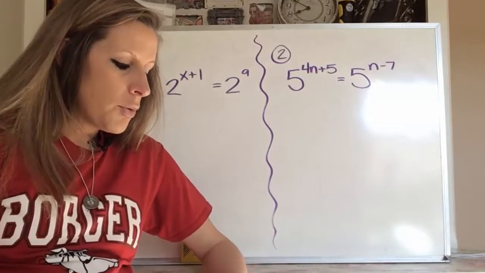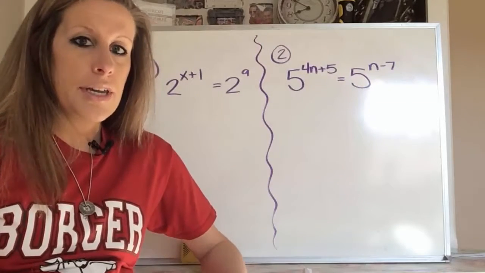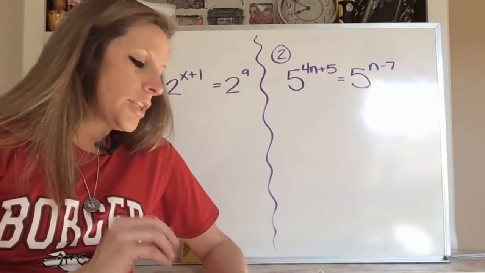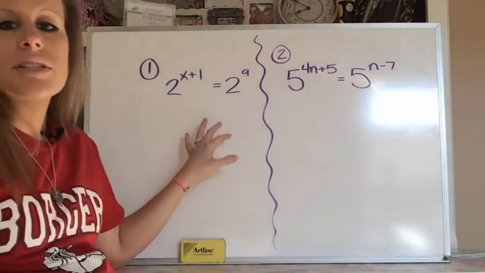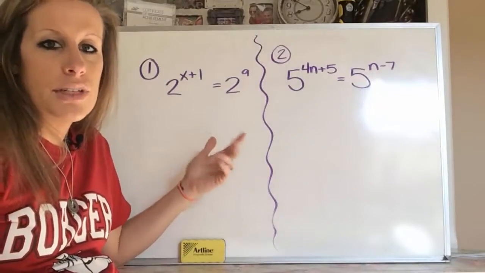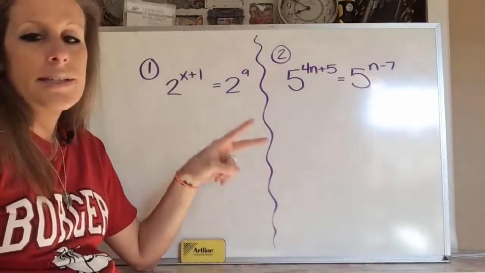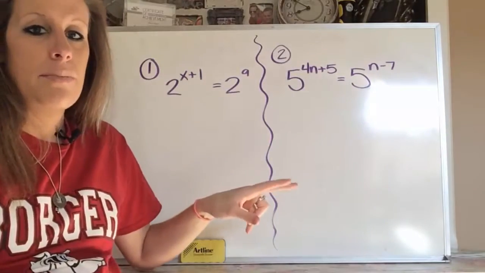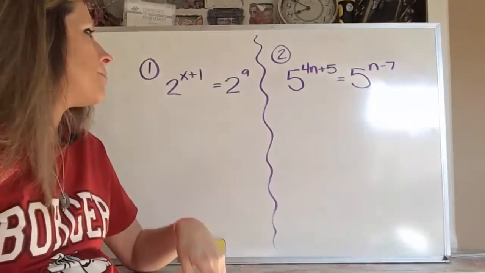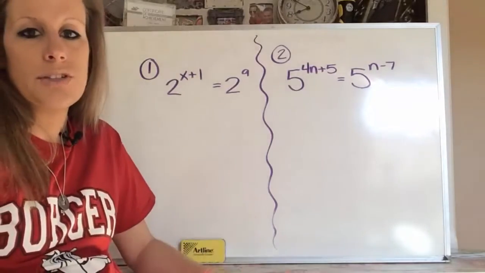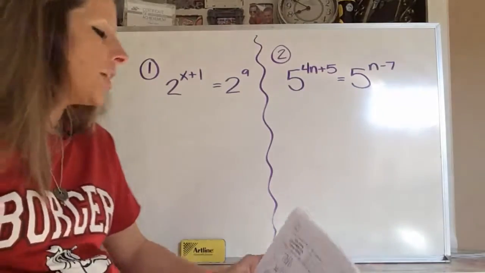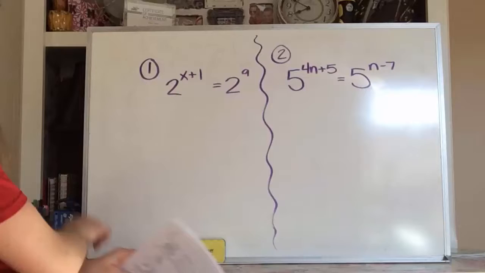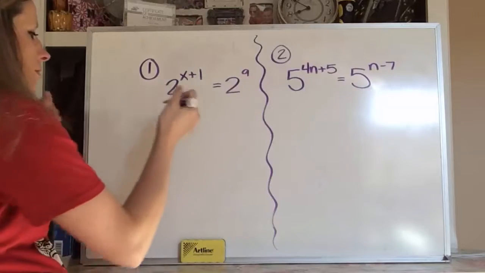So let's look at number 1. We'll start off pretty easy. Number 1, both sides are simplified. You can't do anything else to it. Second step, they need to have the same base. These two have the same base. So step 1 and 2 are done. Our next step is just to set the exponents equal to each other.